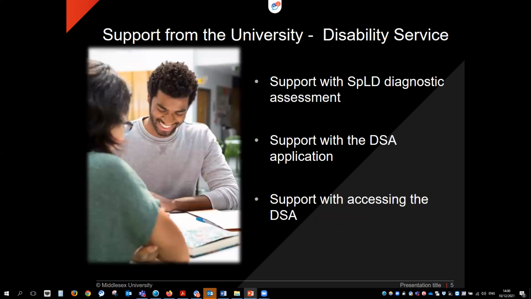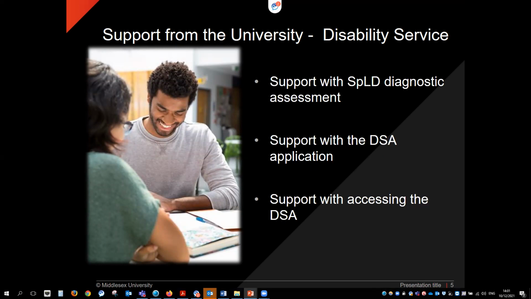Okay, so what type of support do they actually provide? The disability advisors will help with the SpLD diagnostic assessment, otherwise known as dyslexia or dyspraxia assessment. They would help the student with the screening process and advise the student how to access the full diagnostic assessment. They will then support the students with the application for Disabled Student Allowances, and later, once everything is approved by the DSA, how to access the support. So they'll take the student through the process when the student needs support with it.